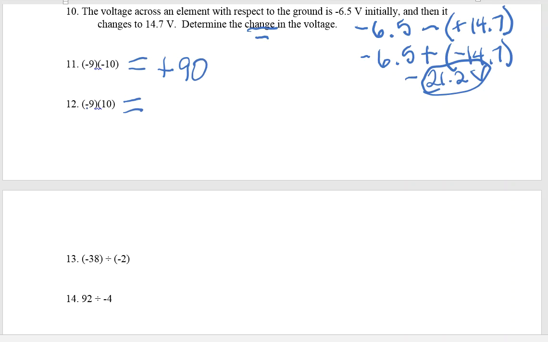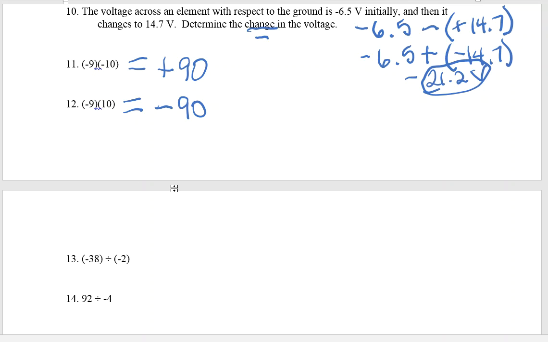Versus the next one where the signs are opposites, I have a negative times a positive. My answer has to be a negative. 9 times 10 is still 90. But you can see the answers are different because I had 2 of the same sign versus on 12 I have 1 of each sign.